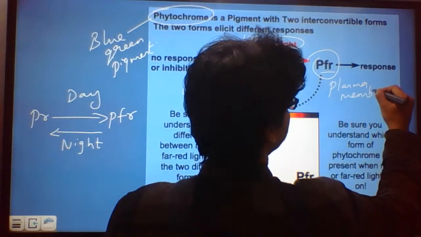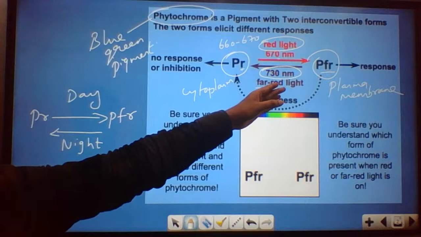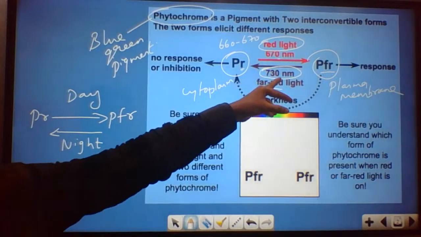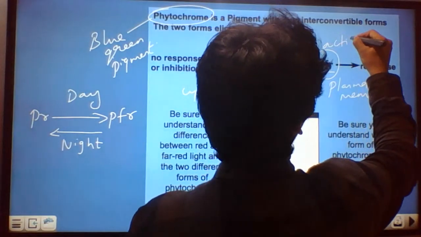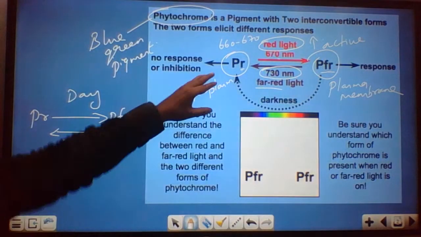Which is more active, PR or PFR? Physiologically, which one is more active? PFR is physiologically more active. That you should understand.